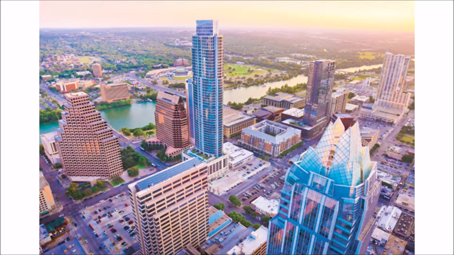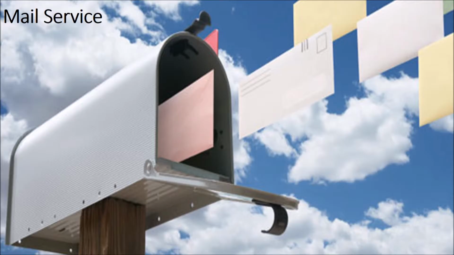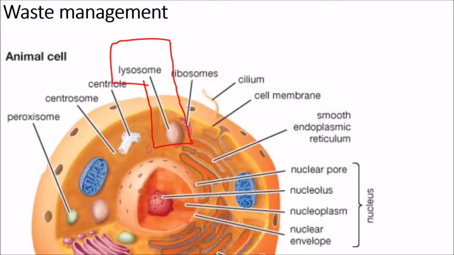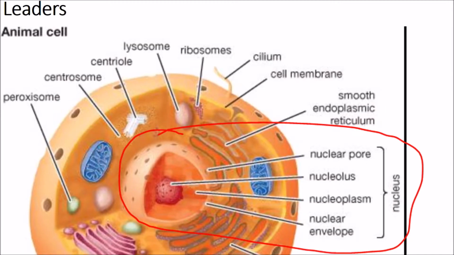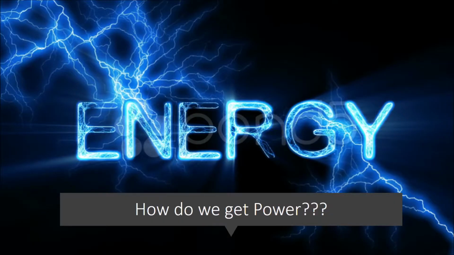In every city, there needs to be its waste management, the garbage man, its leaders, the mayor, and its mail service. And we can think of our cells as having similar roles, where the waste management is the lysosomes, its leader is the nucleus, and its mail service is the Golgi apparatus. However, in both a city and a cell, we need to make sure that there is enough power for everybody to use, or else no one can get their job done.